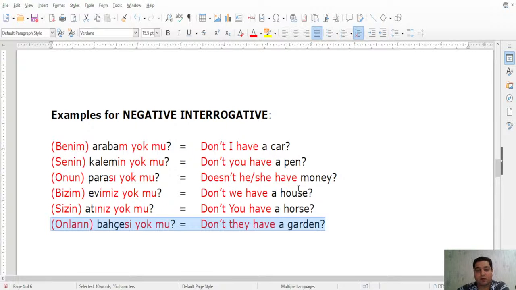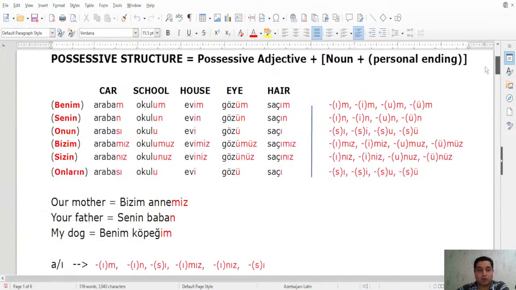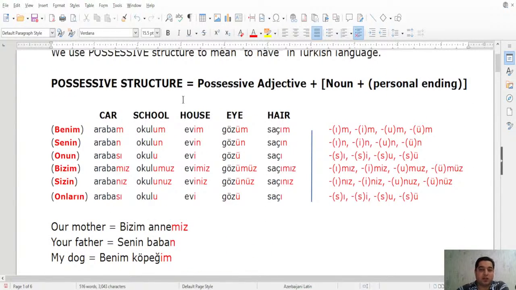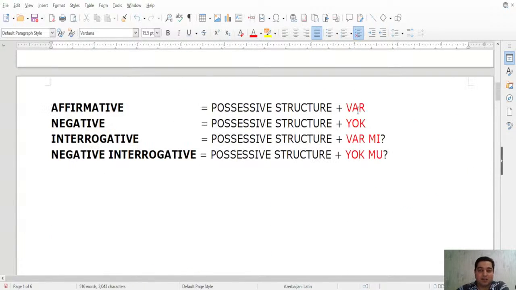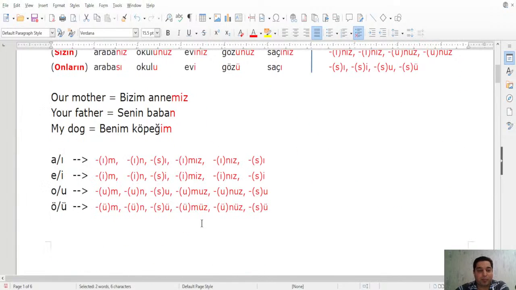So basically, why did we explain all this, this possessive structure, at the beginning? You see, because everything is based on the possessive structure, and then you add what? This var, yok, var mı, and yok mu. That's why at the beginning I had to explain to you first this possessive structure, how we make possession. Okay, my car. So it basically means what?